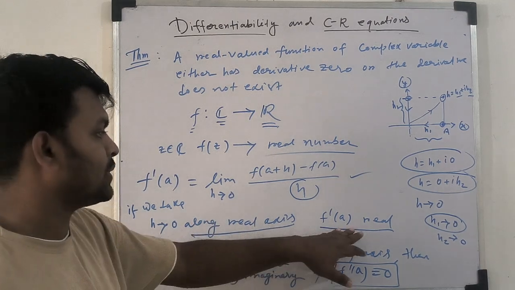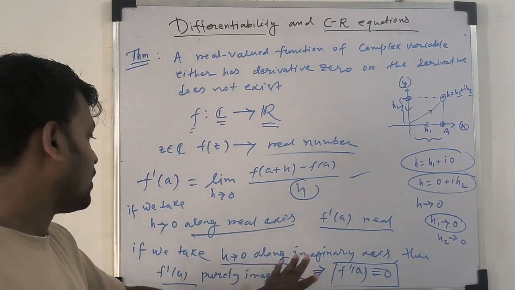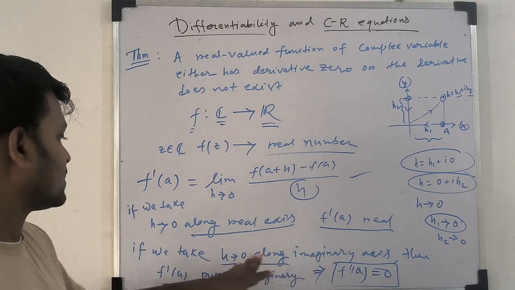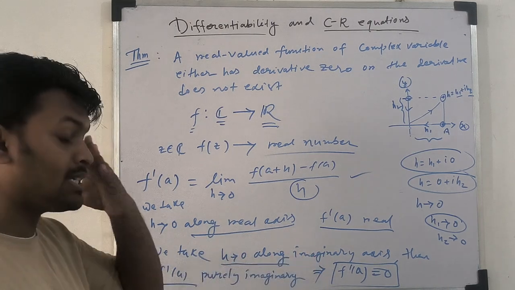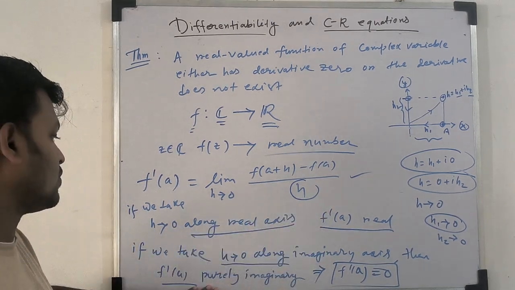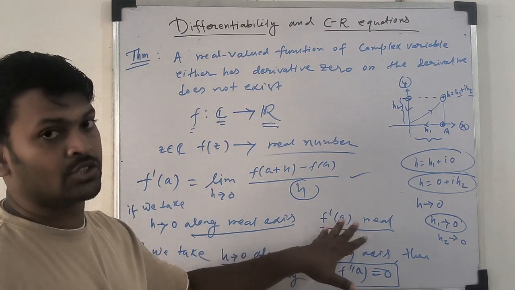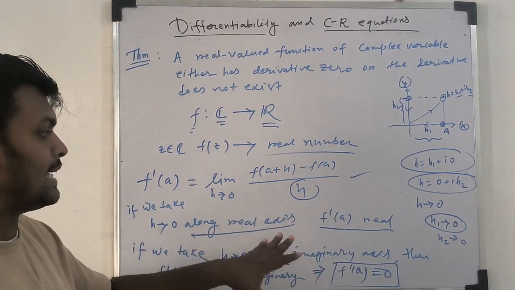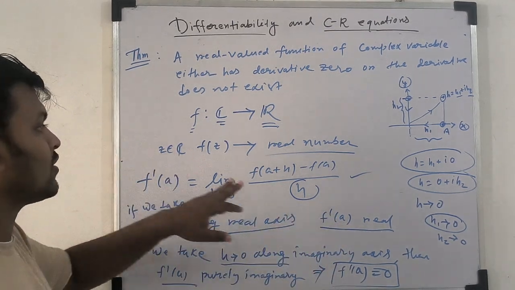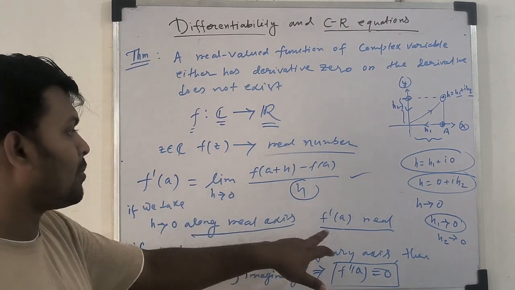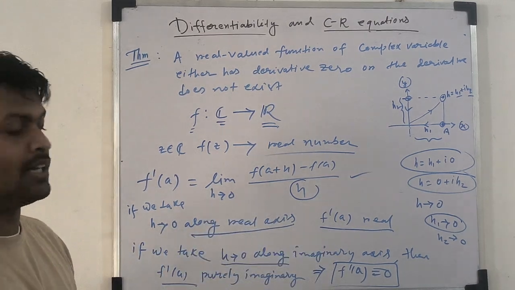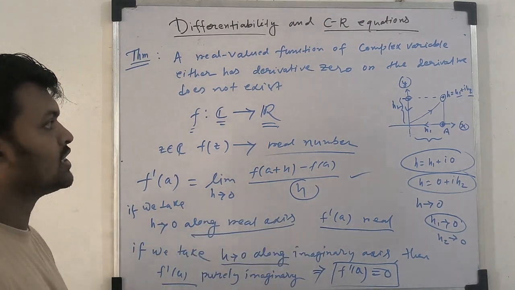Whenever we go along the real axis we get a real number. Whenever h tends to 0 along the imaginary axis, we get a different value, purely imaginary, and one real. So it is path dependent. That means the derivative does not exist, or if it exists it must be 0. That is the reason. So this is very important.